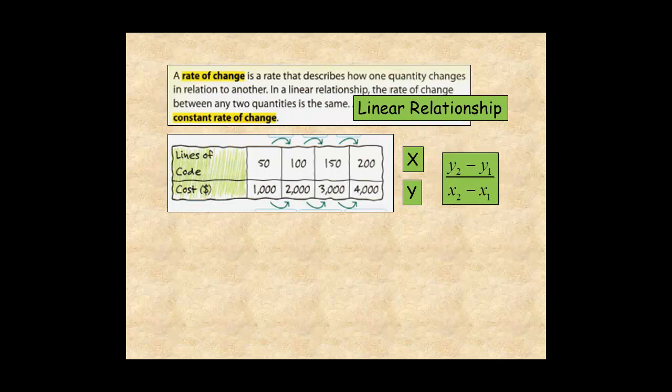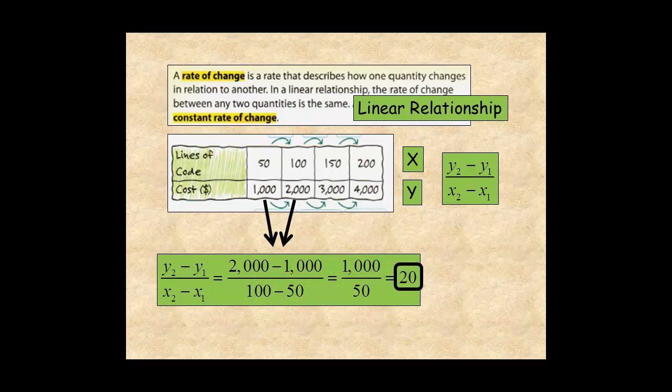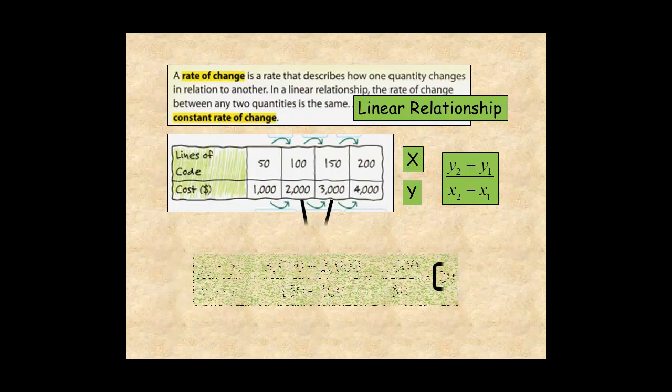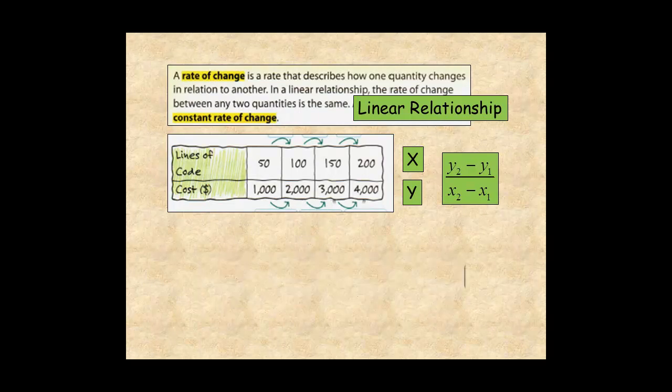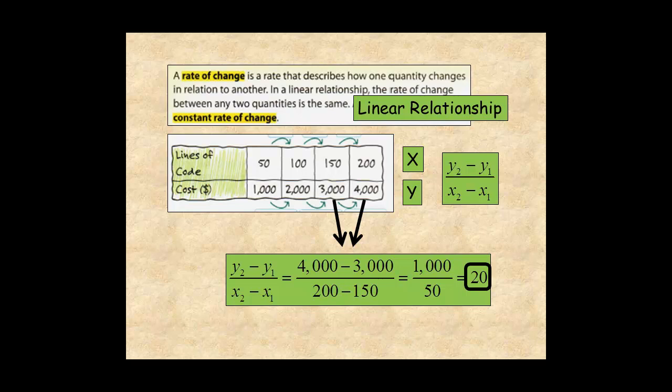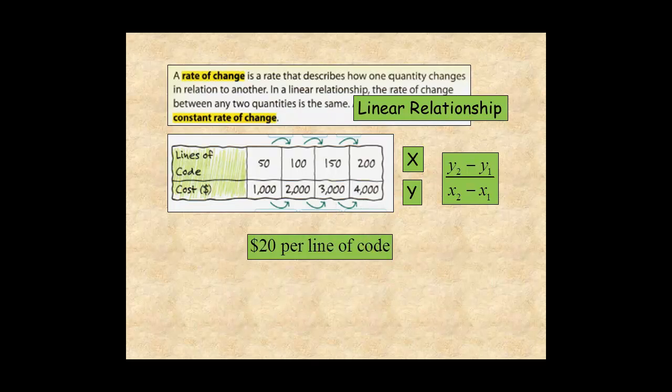From this table, you can calculate the change in cost over the lines of code, and you have 2,000 minus 1,000 over 100 minus 50, 3,000 minus 2,000 over 150 minus 100, and 4,000 minus 3,000 over 200 minus 150, for a constant rate of change of $20 per line.